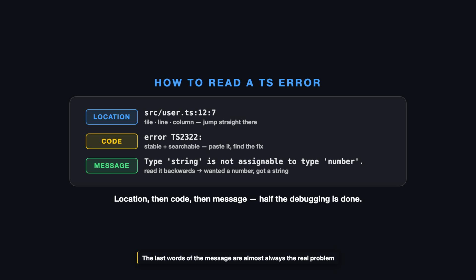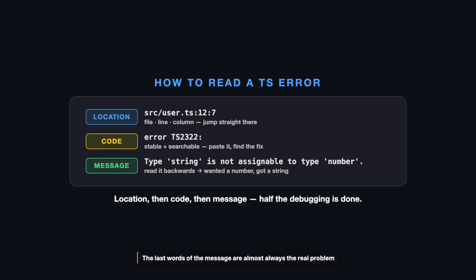Here is the real trick, read the message backwards. The last few words are almost always the actual problem. Take, type string is not assignable to type number. Read from the end, it wanted a number, you gave it a string. That's it. The whole error, decoded in one sentence.